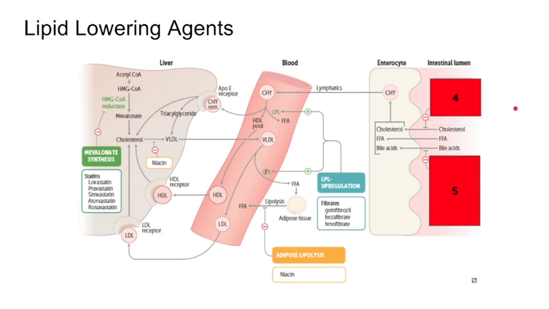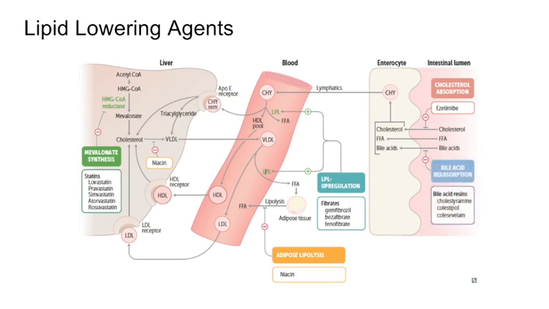Number four, what is inhibiting cholesterol being absorbed in our GIT? If you guessed Zetia or ezetimibe, you got that one correct. And last but not least, what is inhibiting bile acids from being reabsorbed in our GIT? It's in its name, there are bile acid reabsorption agents such as cholestyramine, colestipol, and colesevelam. Those are our bile acid resins.